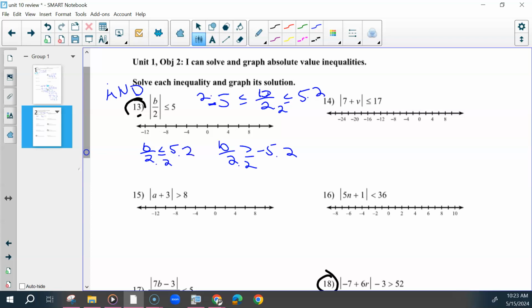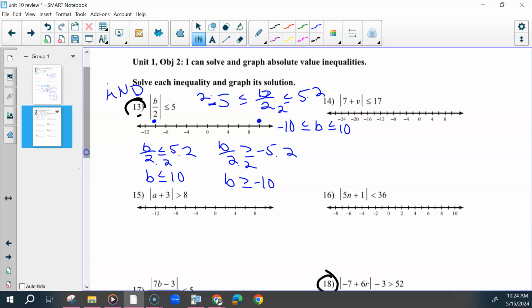I'm just doing that to everything. So in our condensed inequality, we have negative 10 is less than or equal to b, which is less than or equal to 10. In these two, you get the same thing. In the condensed, you could just do start to end point. So at negative 10, that would be closed. At positive 10, also closed.